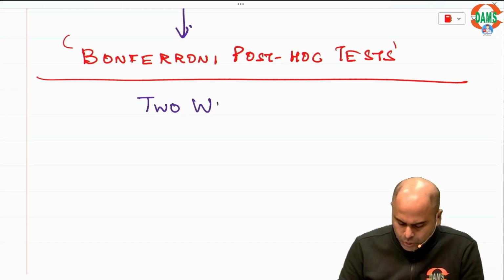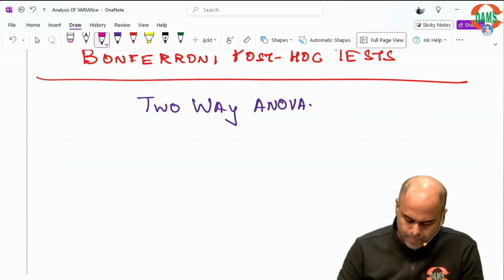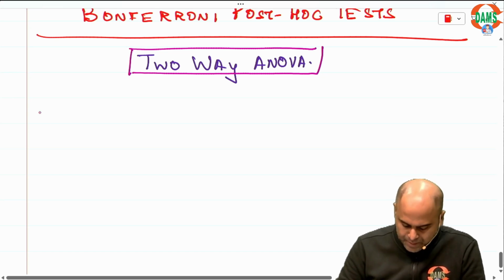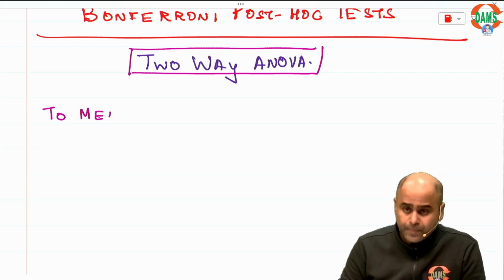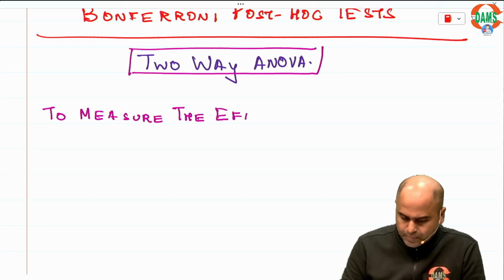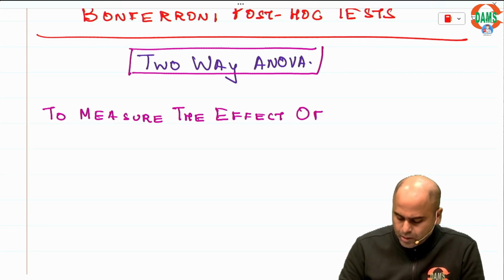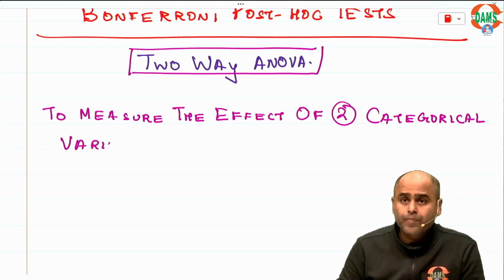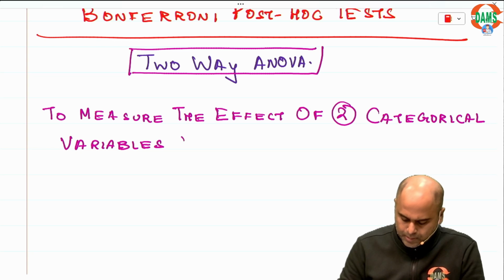Okay, guys, now let us have a look into the elder brother of one-way ANOVA, that is two-way ANOVA. So basically a two-way ANOVA is a statistical test which is used to measure the effect of two categorical variables on a continuous variable.